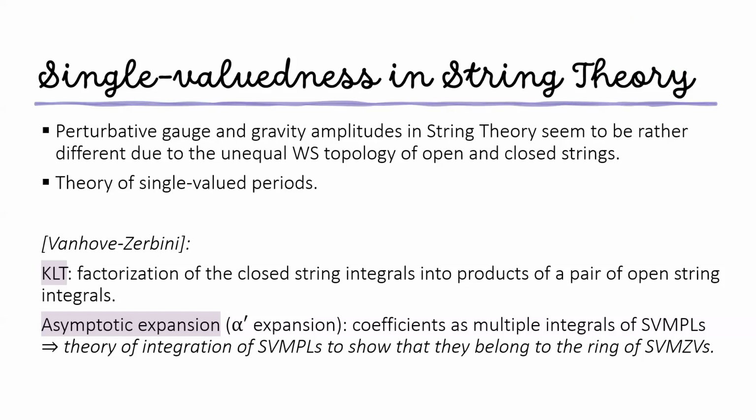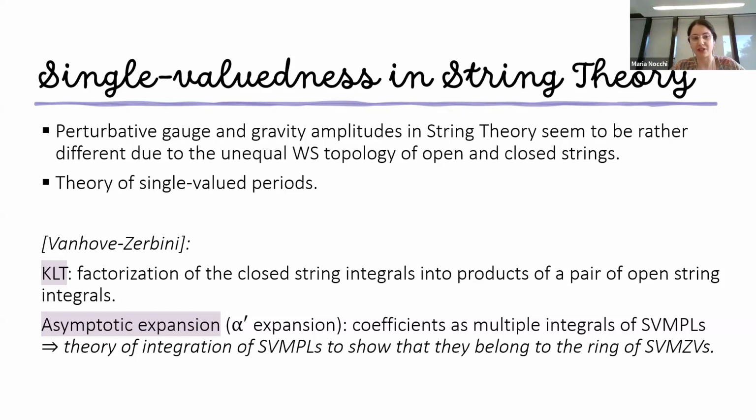Can I also ask one thing? Or maybe even two things. You say you insist on single valuedness. So I don't quite understand. To the best of my understanding, if you go beyond tree level, you should have multi-valued amplitudes, right? So what do you mean by insisting on single valuedness?